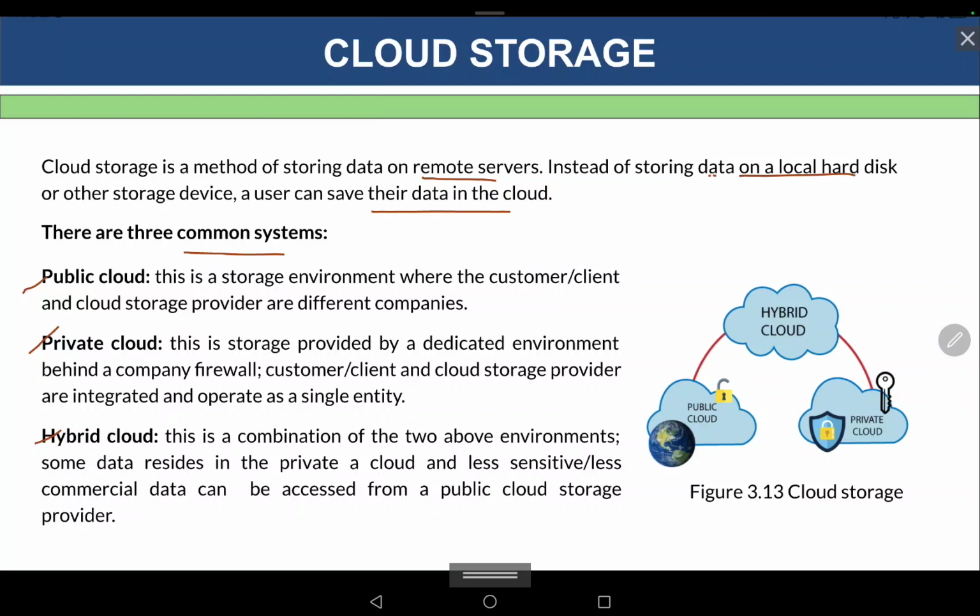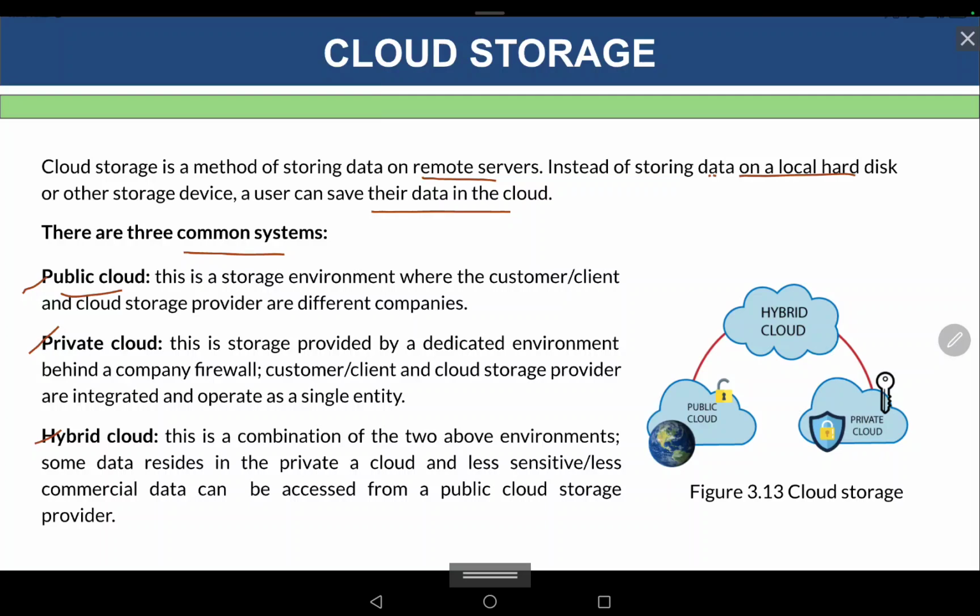Now, what's the difference between them? So, a public cloud storage is a storage environment where the customer or client and cloud storage providers are different companies. Now, a public cloud is when a third party company provides a cloud storage over the internet, and these services are open to anyone who wants to use or purchase them.